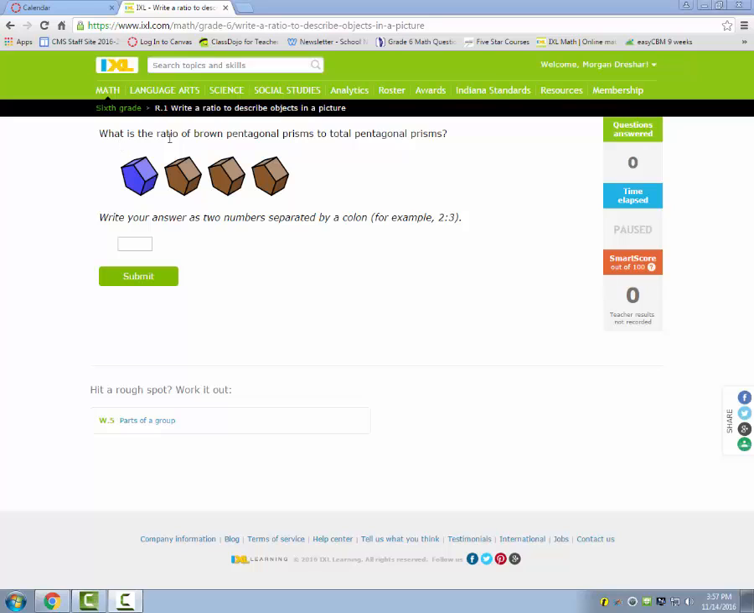It says, what is the ratio of brown pentagon prisms to total pentagon prisms? So in total we have 1, 2, 3, 4, but they just want us to know the brown ones. So out of 4 total, which will be our second number in our ratio, how many brown ones are there? There are 3 brown ones to 4 total pentagonal prisms.